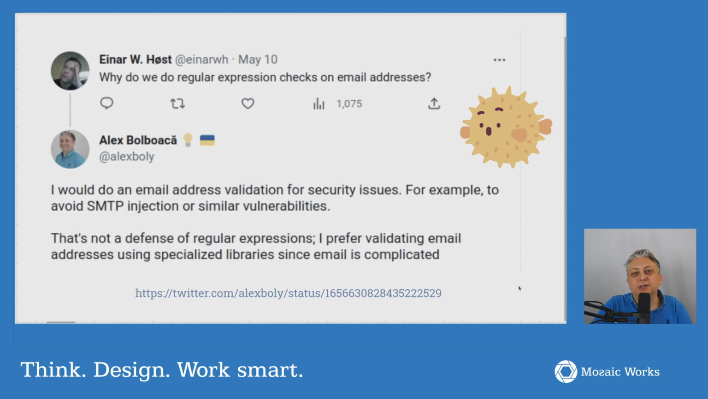Email address validation is required for security issues. We can introduce vulnerabilities like SMTP injection, but not only, if we don't validate or at least don't sanitize the email addresses. But the question was, why do we do regular expression checks on email addresses? And I don't think we necessarily need regular expressions for email addresses. In fact, I would prefer another way, typically a specialized library. But let's go into more details and understand what this is about.